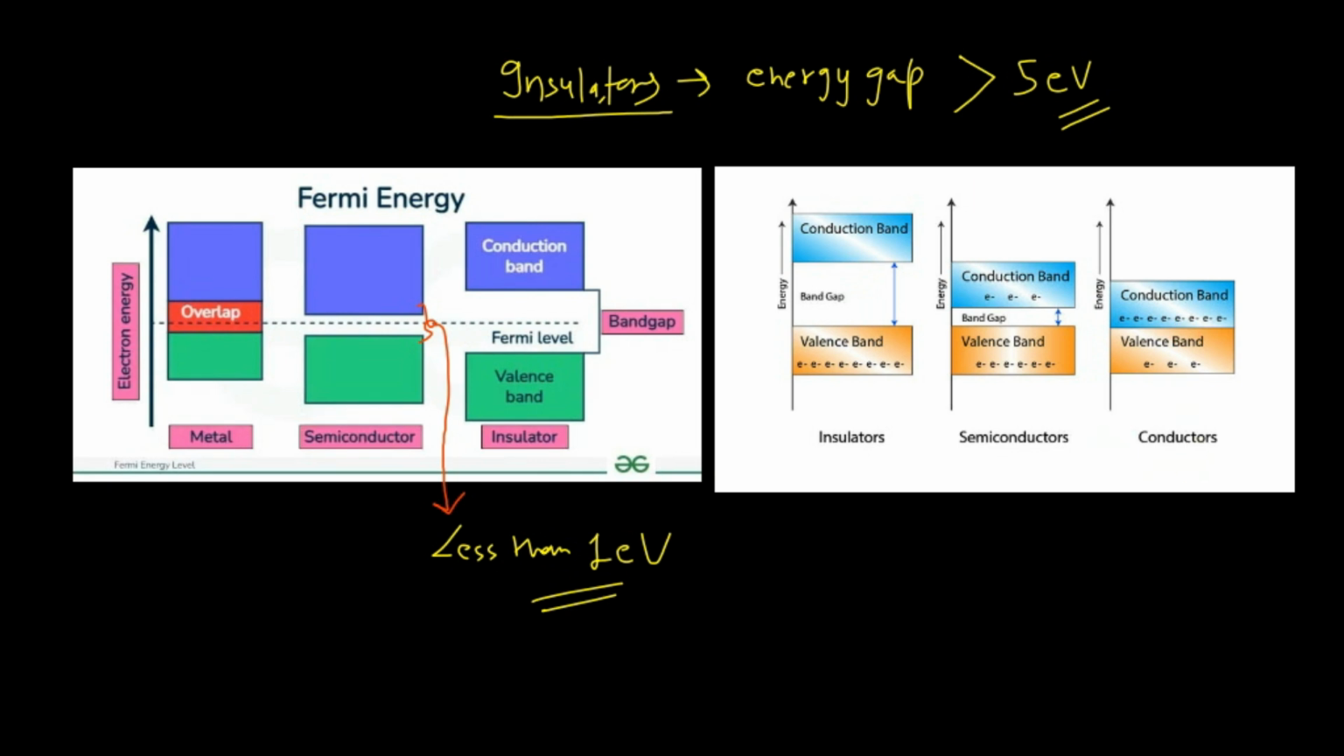But these semiconductors are of different types, and you can classify semiconductors in two ways. First of all, intrinsic semiconductors, and the next one is extrinsic. Intrinsic means they are 100% pure, and extrinsic are what? They are doped.